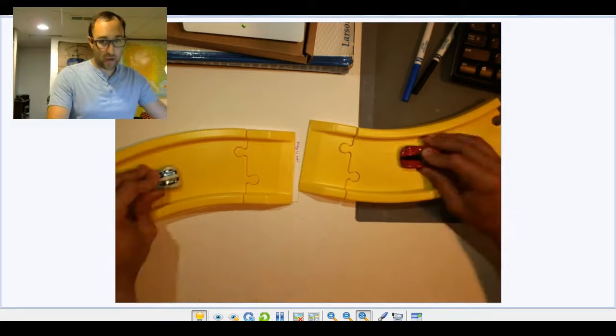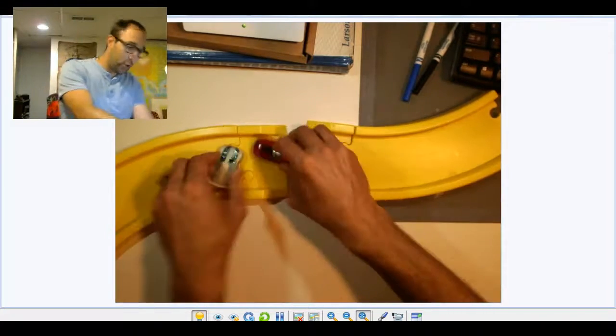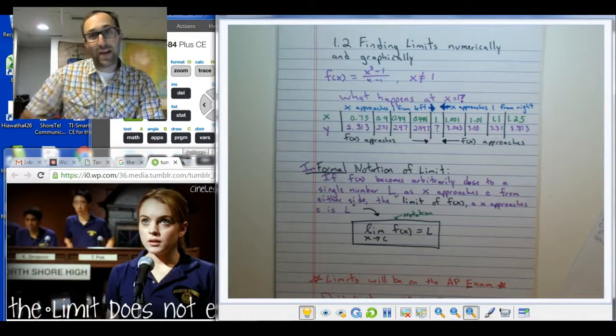And now, play with the Matchbox cars. Oh no. Okay, and we're back.